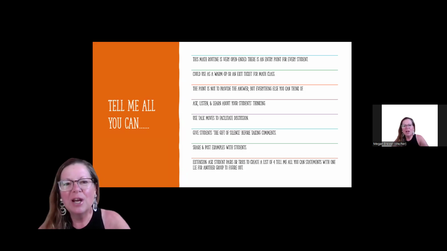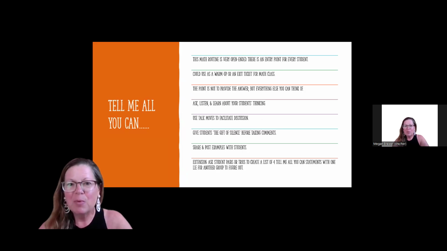This math routine is very open-ended. There is an entry point for every student. You could use it as a warm-up when students enter math class, or you could use it at the end of math class as an exit ticket. It's really no right or wrong time. The point is not for students to provide the exact answer, but everything else they can think of about the problem or the image. Our job as educators is to ask, listen, and learn about our students' thinking.